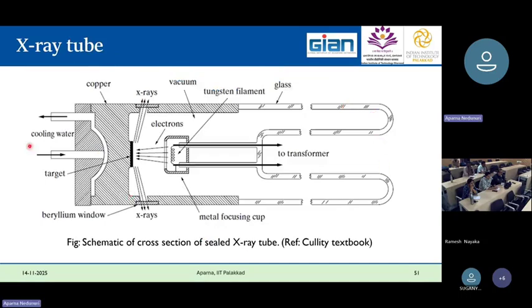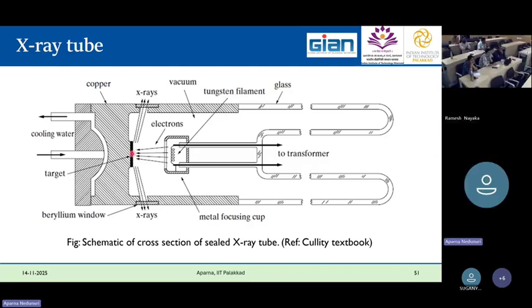Now if we see this, we'll have a better idea. This is a sealed X-ray tube, and this is the tungsten filament, which is the source of electrons for us. This tungsten filament is connected to a transformer, so really high voltage is provided here. And this is the target that we are talking about. The target can be either a copper target or a molybdenum based one.